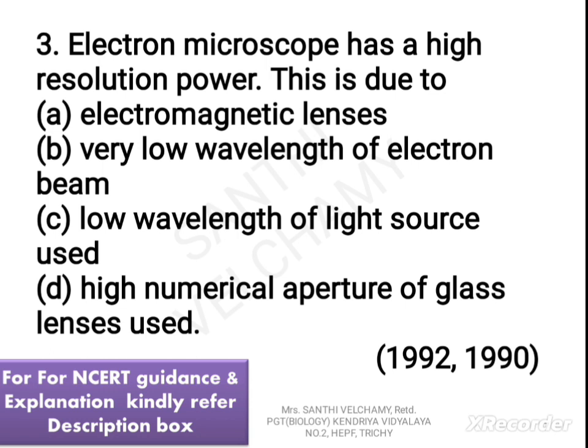The electron microscope has a high resolution power. This is due to A. Electromagnetic lenses, B. Very low wavelength of electron beam, C. Low wavelength of light source used, D. High numerical aperture of glass lenses used. The correct answer is B. Very low wavelength of electron beam. Here microscopes are used for studying cellular structures. They are used to magnify small objects. In electron microscopes, a high energy beam of electrons is focused through electromagnetic lenses. It can magnify very small details with high resolving power. The increased resolution results from the shorter wavelength of electron beam. Now let us go to the fourth question.